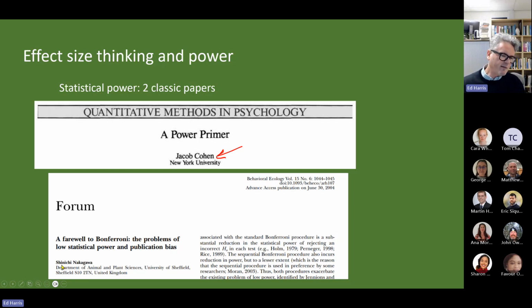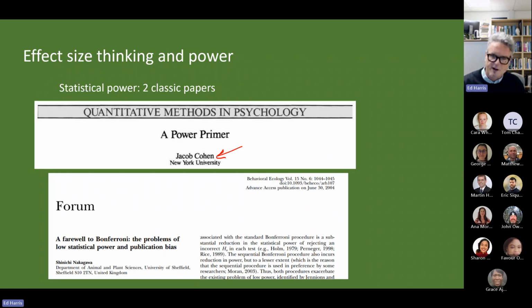Another one is another paper by Shinichi, who, it's got a great title, A Farewell to Bonferroni. That's a little statistical dad joke in the title. The Problem of Low Statistical Power and Publication Bias. Now, Cohen talked about the importance of power for doing good science. And Shinichi wrote this paper, also very highly cited. It's a modern classic, quite a lot newer than Jacob Cohen's papers, to bring it to biologists. Both of these are great papers, highly recommended.